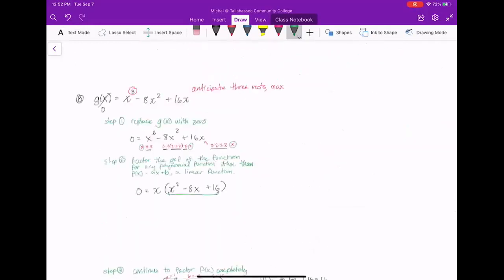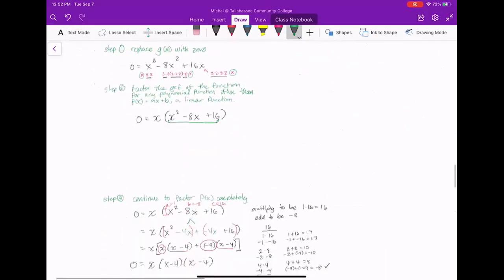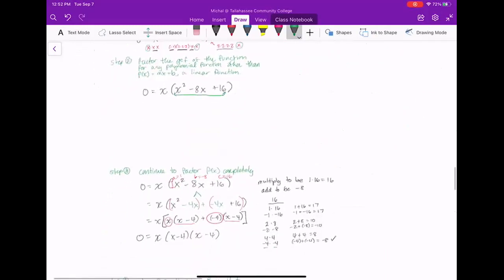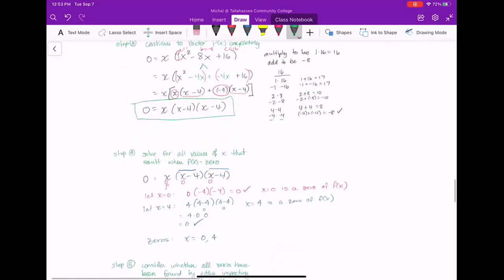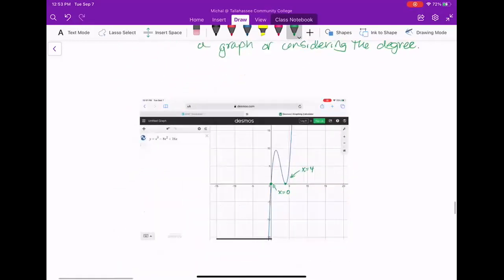All right, we replaced our function with 0. We factored our polynomial completely. That gives us this bad boy. And then we identified all of the values for x that would make the right side of that equation equal to 0. And then we can also solve by visually inspecting on a graph.